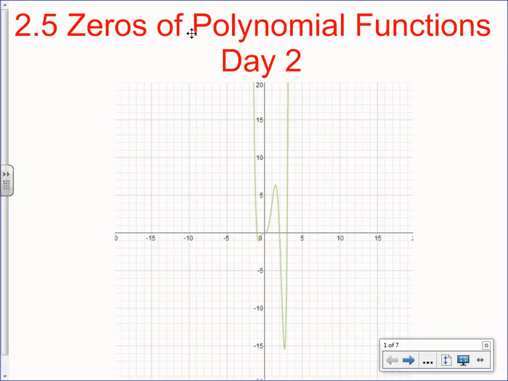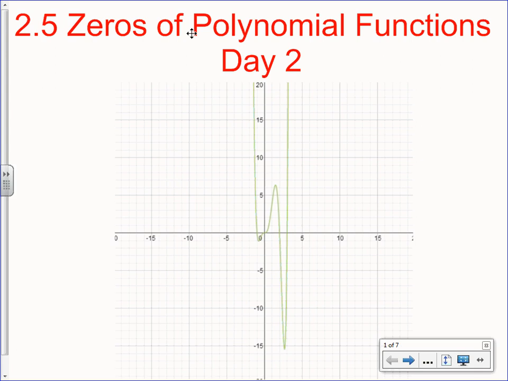Okay, today we're going to continue talking about how to find zeros. We're still going to talk about the rational zeros test, but I'm going to give you a couple tricks that can help you eliminate some of your zeros. Okay? Now, on Monday, we are going to bring everything together. I'm going to give you an assignment that's going to correlate to these notes up here.